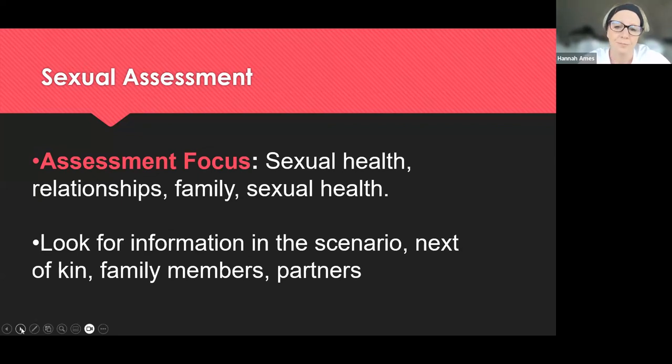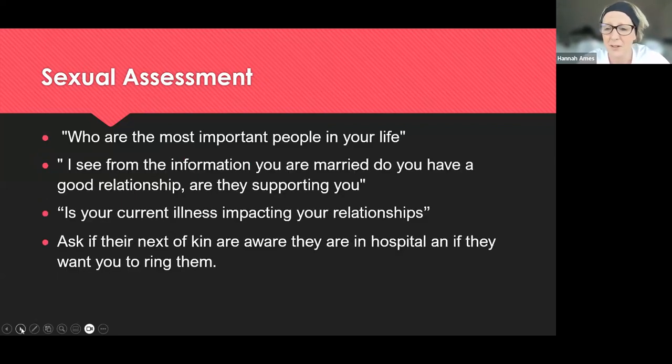Okay. And sometimes we can feel a bit funny, and don't know what to ask around sexual assessment. So it could be just a really simple question, like finding out who the most important people in that person's life are. I could see from the information that you're married. Do you have a good relationship? Are they supporting you? Or is your current illness impacting on your relationships? You could ask if their next of kin or their partner, husband, wife, are aware that they're in hospital, and if they want you to ring them.